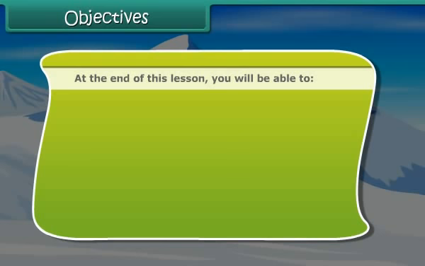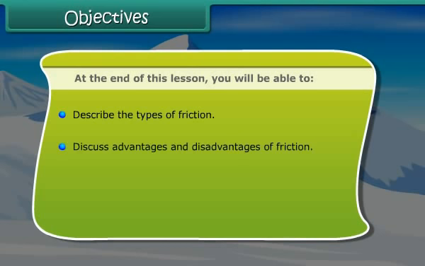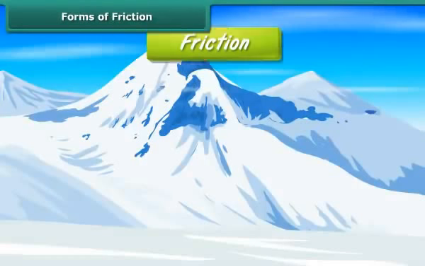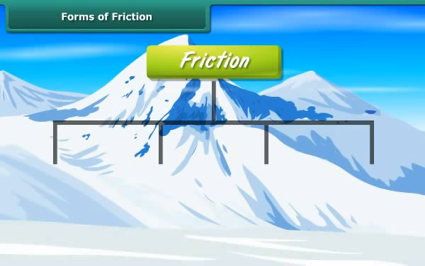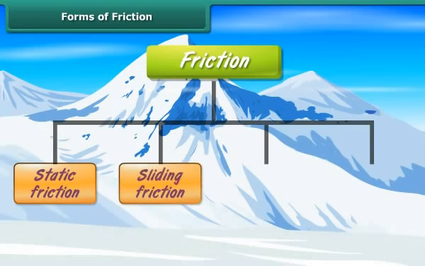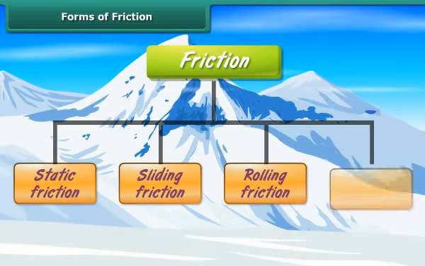Objectives. At the end of this lesson, you will be able to describe the types of friction, discuss advantages and disadvantages of friction, and illustrate the way to reduce or increase the friction. Friction can be classified into 4 types: static friction, sliding friction, rolling friction, and fluid friction.